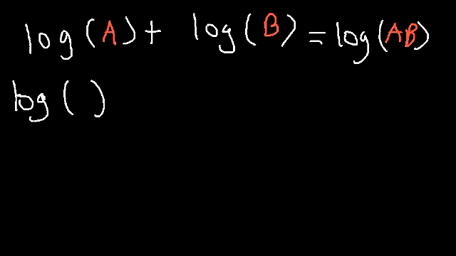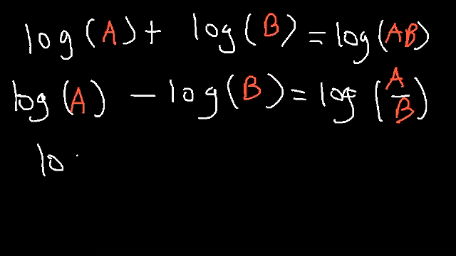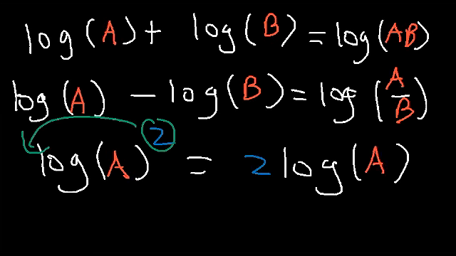Another rule you need to know is log a minus log b is equal to log a divided by b. And also, log a squared is equal to 2 log a. So if you have an exponent, you can move it to the front. That's another property of logs.